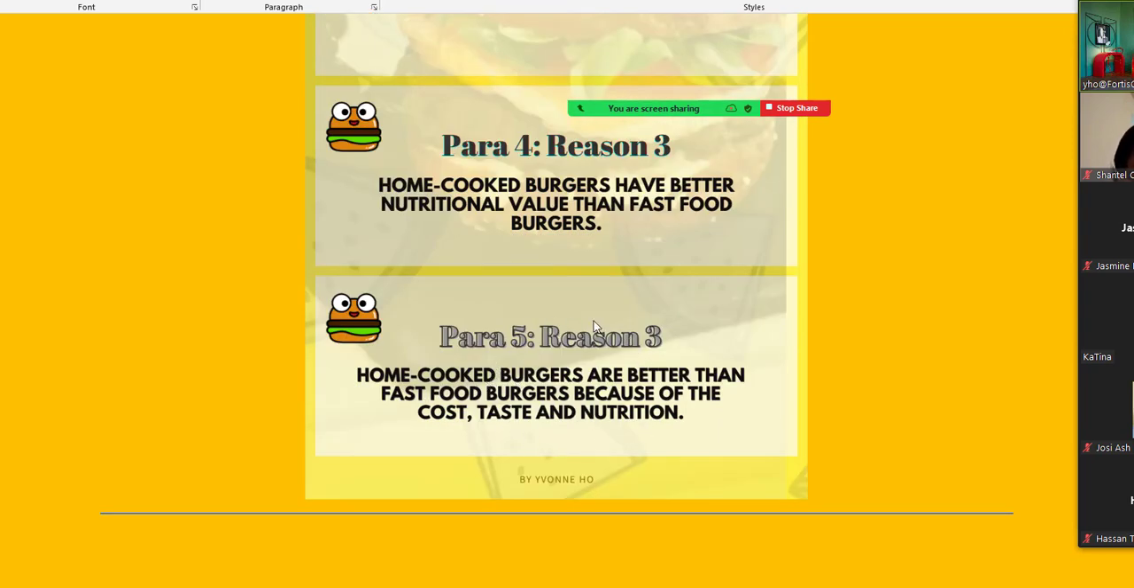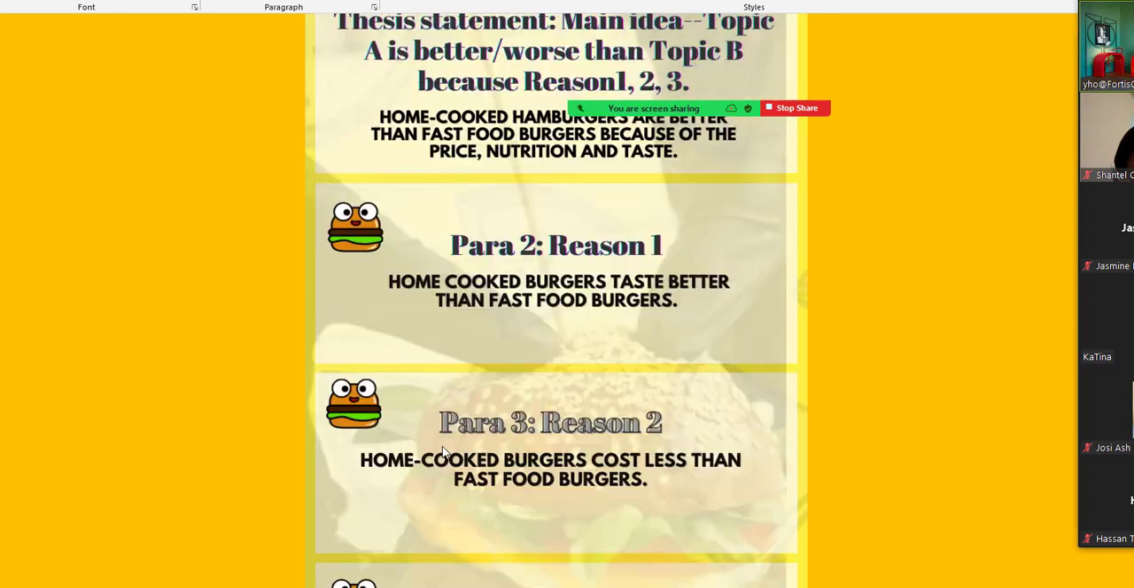Part 5, it's not reason 3, that should be conclusion. So that's a mistake. So paragraph 5 is conclusion, and then in the conclusion, you repeat your thesis statement. Home cooked burgers are better than fast food burgers because of the cost, taste, and nutrition. And then you summarize your essay in five sentences.